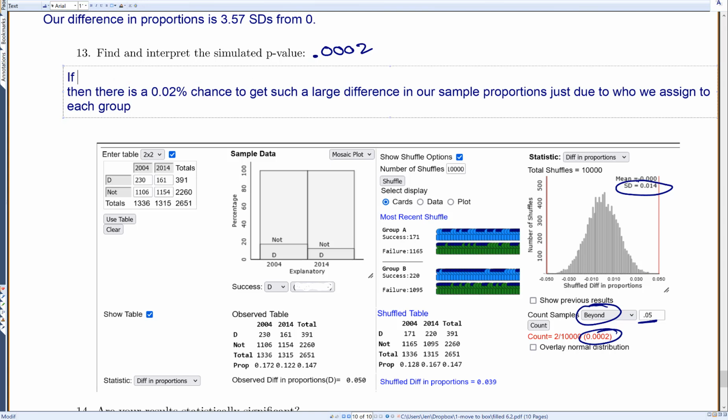So we're saying if the rates in 2004 and 2014 are the same, so that was our null hypothesis, then you only have about a 0.02% chance to get such a large difference in our sample proportions just due to, so in this one we're not assigning people to groups, they didn't assign people to groups, just due to who we randomly picked to be in our sample, since that's your source of randomness.